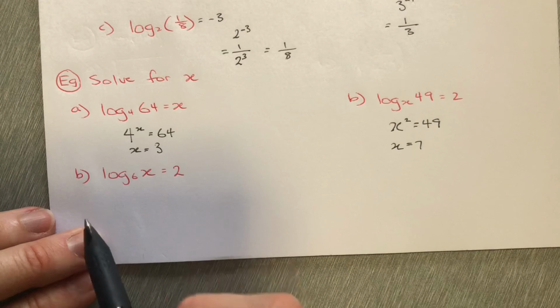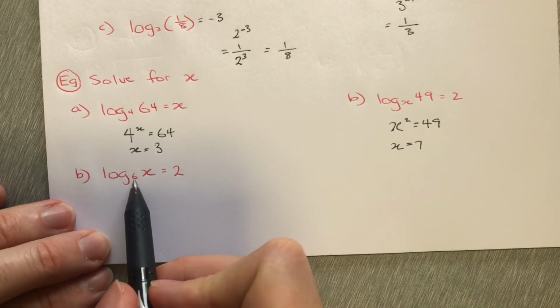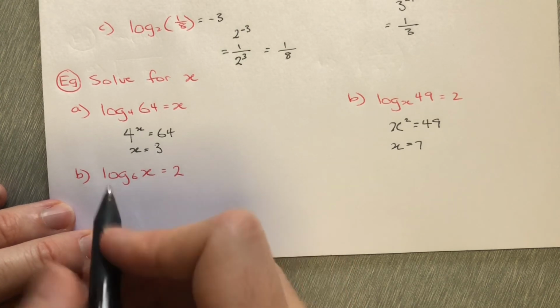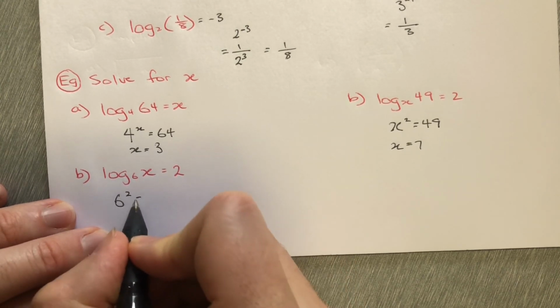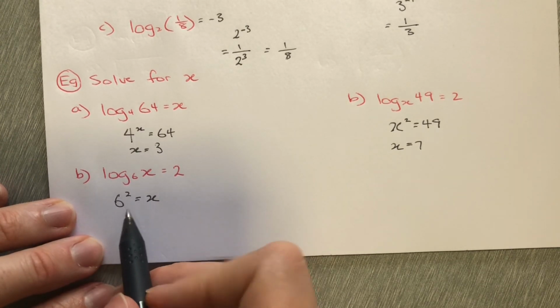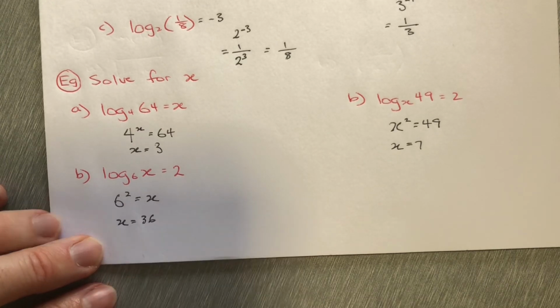Don't know why I've written B again, that's C. Okay, now this is saying 6 to the power of 2 gives us x. Now we know that 6 times 6, or 6 squared, is 36. So x equals 36. Done.